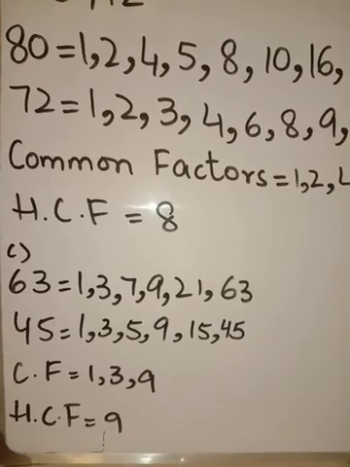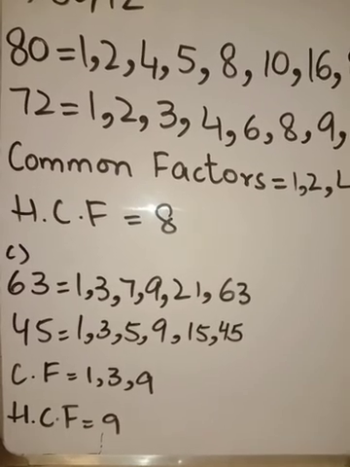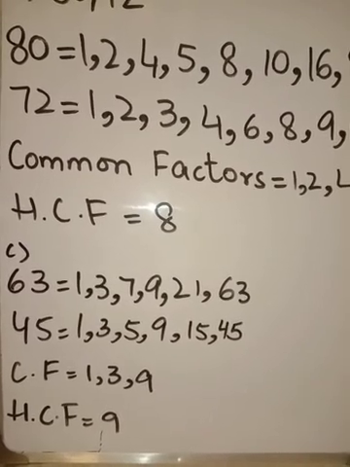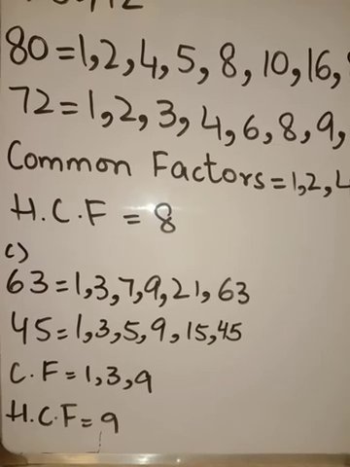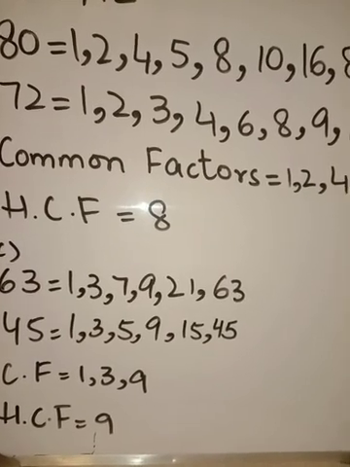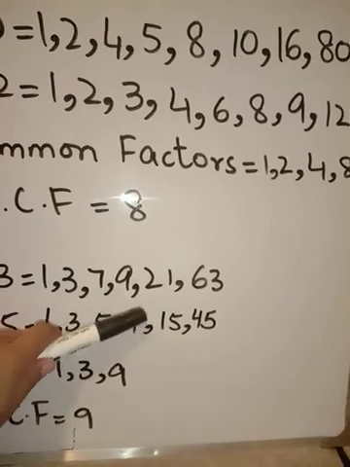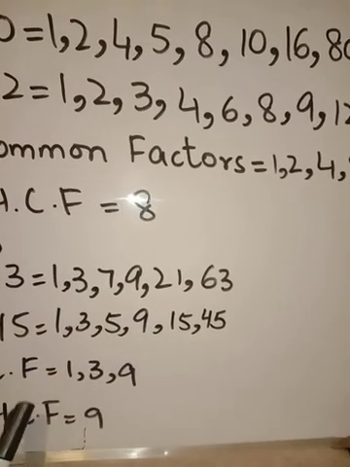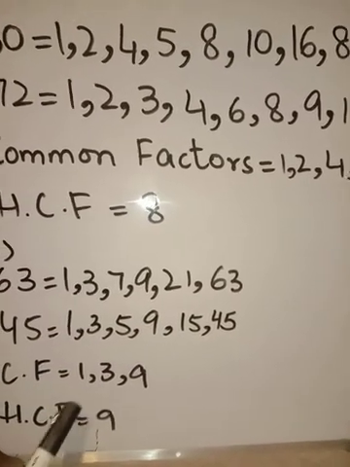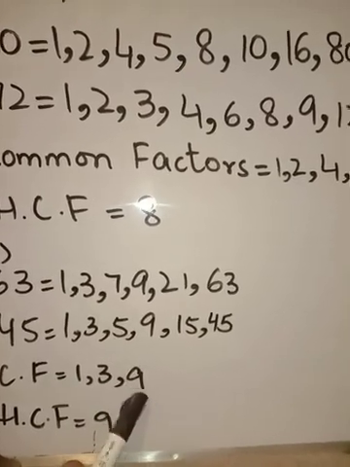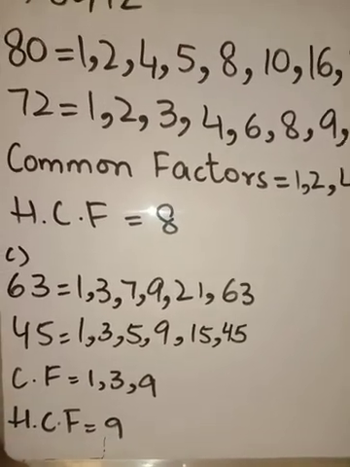In the same method we followed here, we find the factors of 63 and then the factors of 45. Then what are the common factors? Common factors are 1, 3 and 9. Understand? So what would be the highest factor then? The highest number from the common factors is 9. So the HCF will be 9.